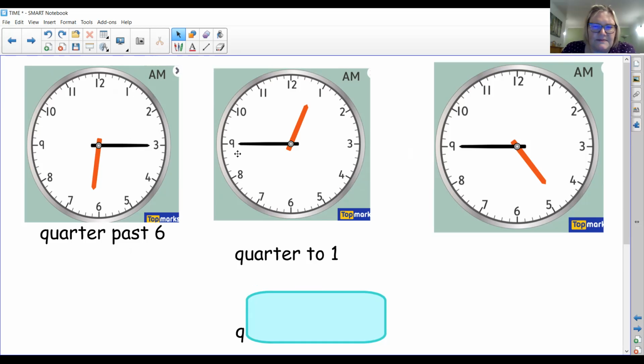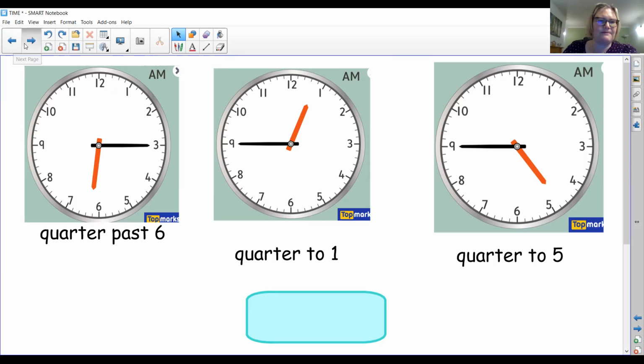1:45 is this one, yeah. So it's gone quite a long way past the 12 because it's nearly at 1 o'clock, isn't it? Only a quarter of an hour, that quarter bit to go till it's 1 o'clock. And 4:45, the same as well. It's at the 9, the minute hand, the hour hand is nearly pointing to the number 5.